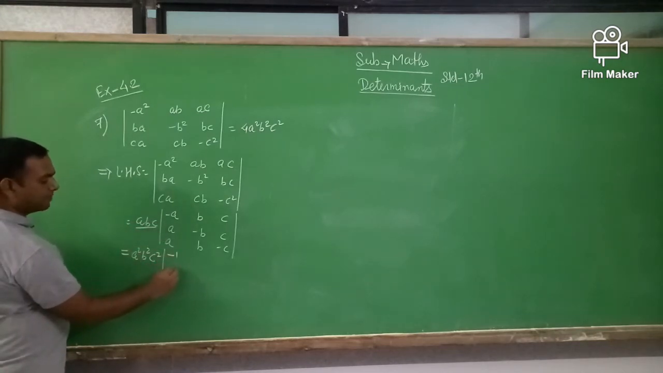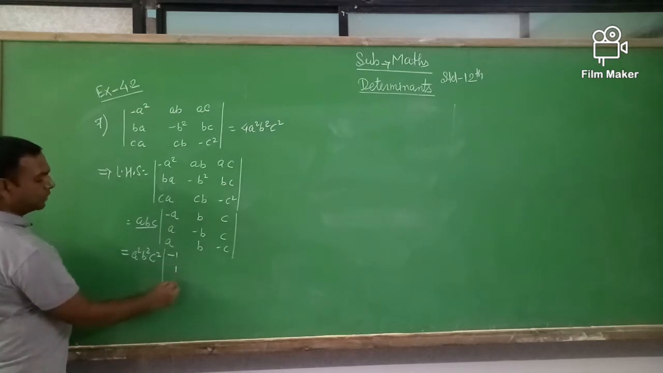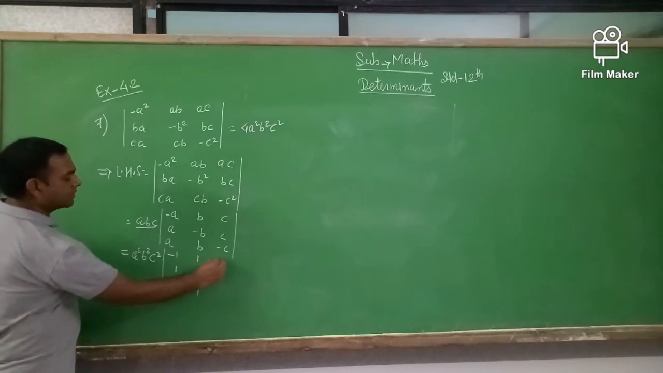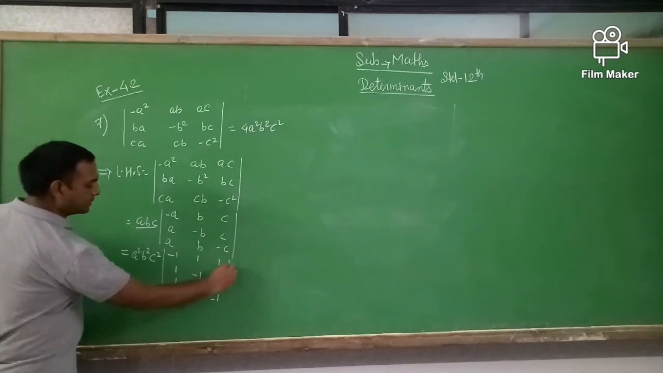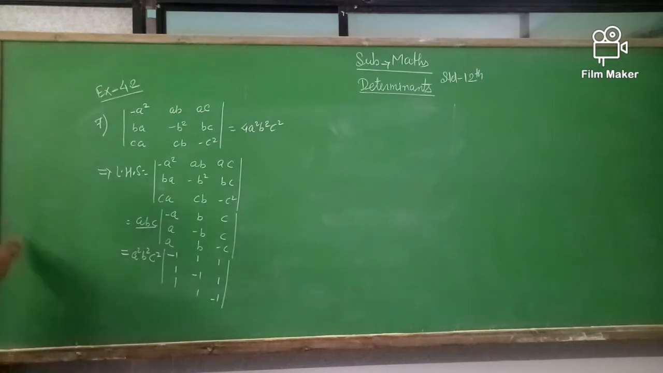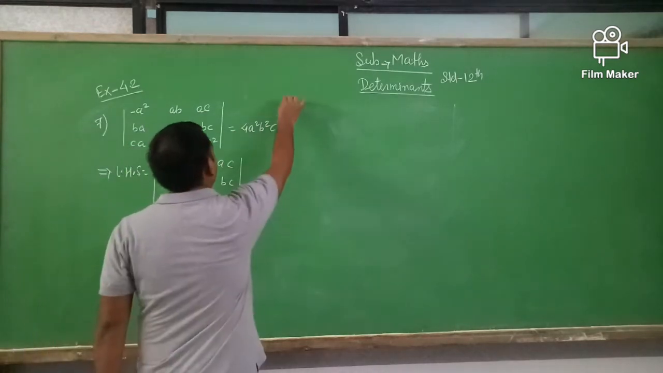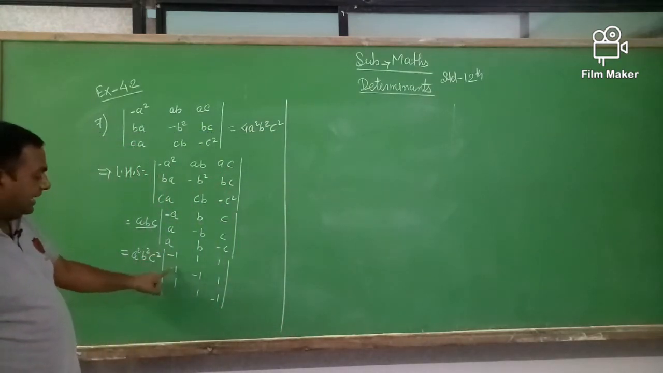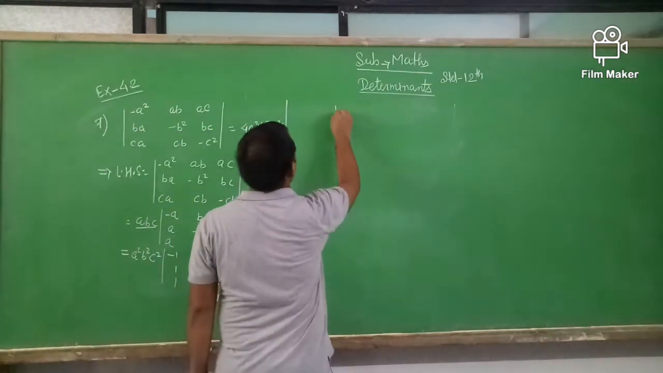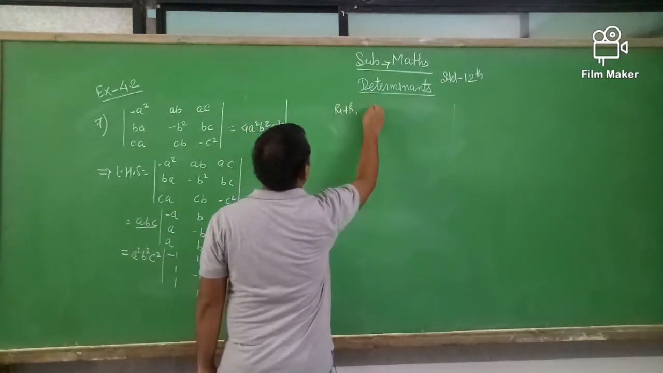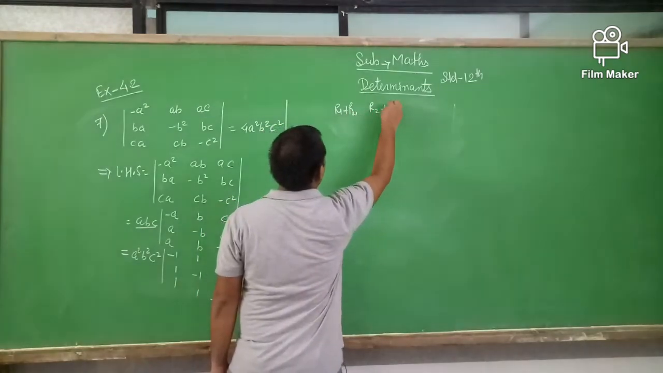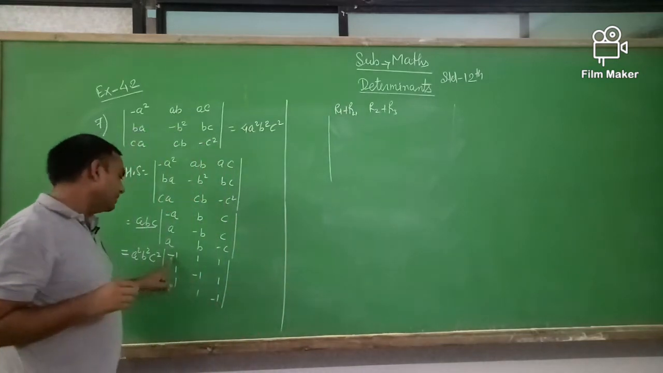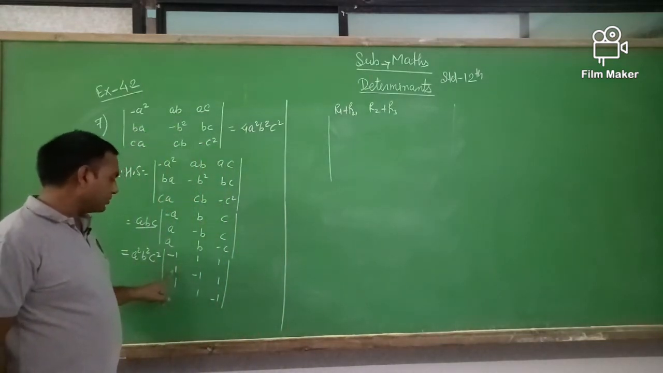So this is minus 1, 1, 1; 1, minus 1, 1; and 1, 1, minus 1. After that, here you see that we take the sum of R1 plus R2. If you take the sum of R1 plus R2 and R2 plus R3, take the sum of the rows. R1 plus R2 means you take the sum of the first row to the second row.